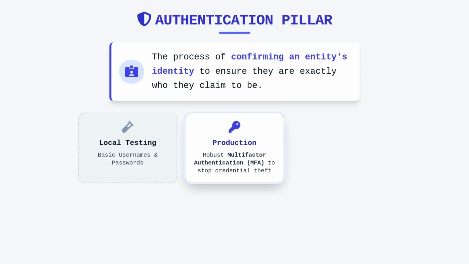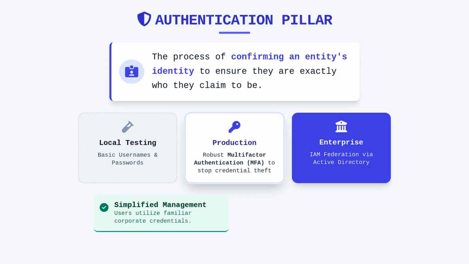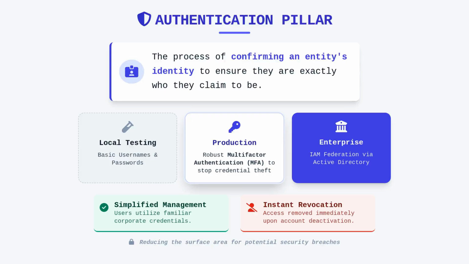IBM Cloud IAM supports federation, which is particularly useful when you already have an existing enterprise directory like Microsoft Active Directory. By establishing a trust relationship between your local directory and the cloud provider, you allow users to authenticate using their familiar corporate credentials. This approach simplifies user management and ensures that when an employee leaves the organization and their account is deactivated in your local directory, their access to the cloud environment is revoked instantaneously, reducing the surface area for potential security breaches.